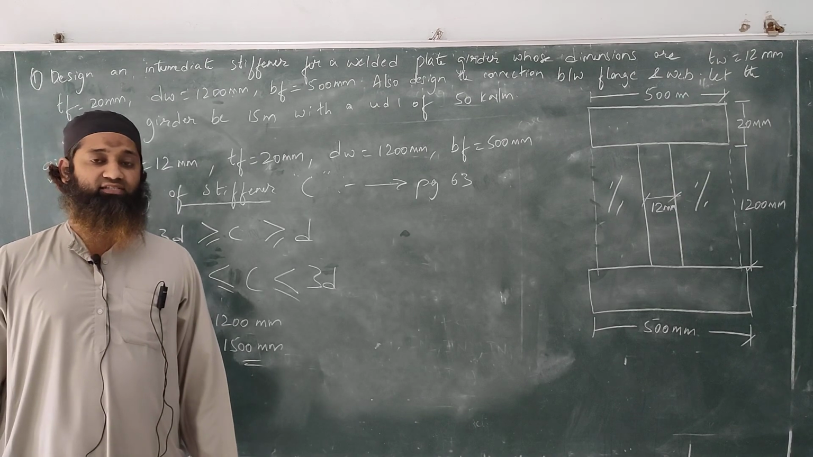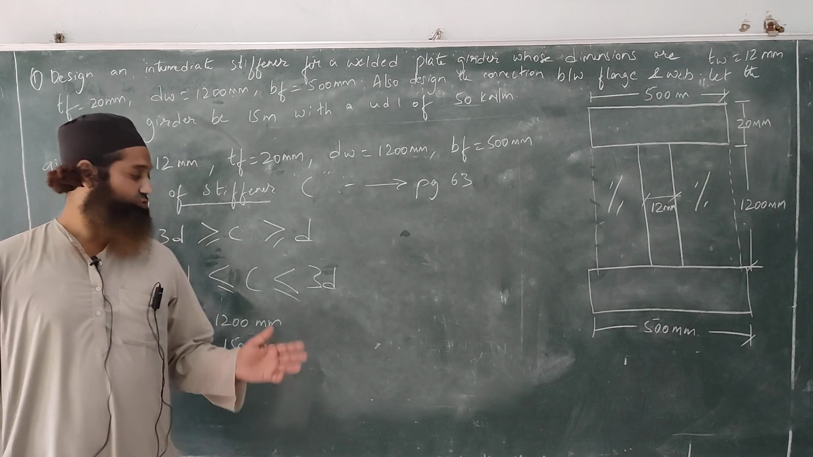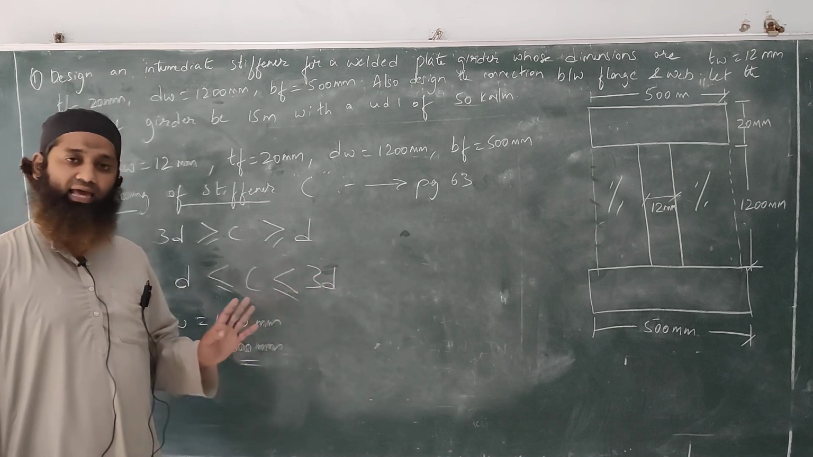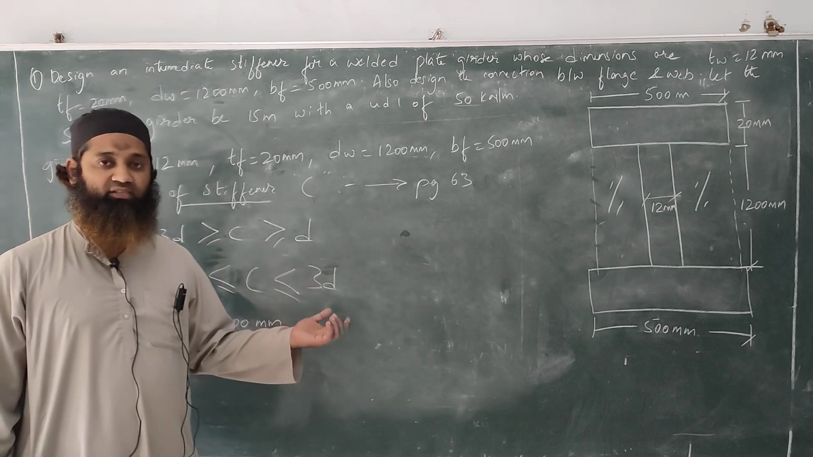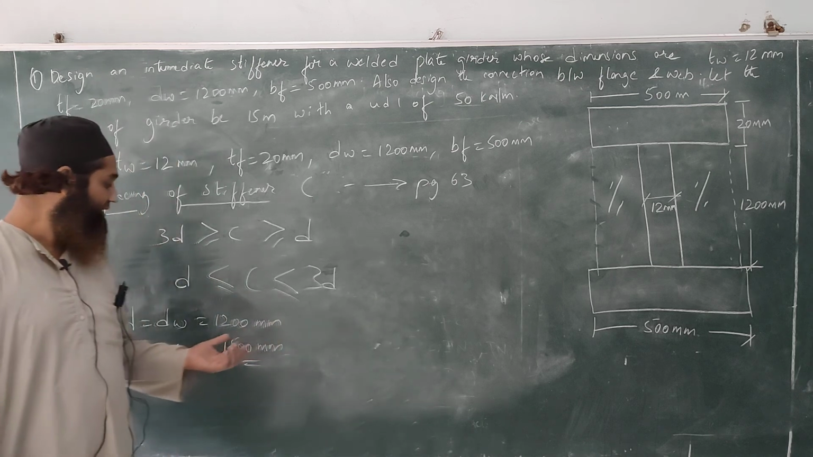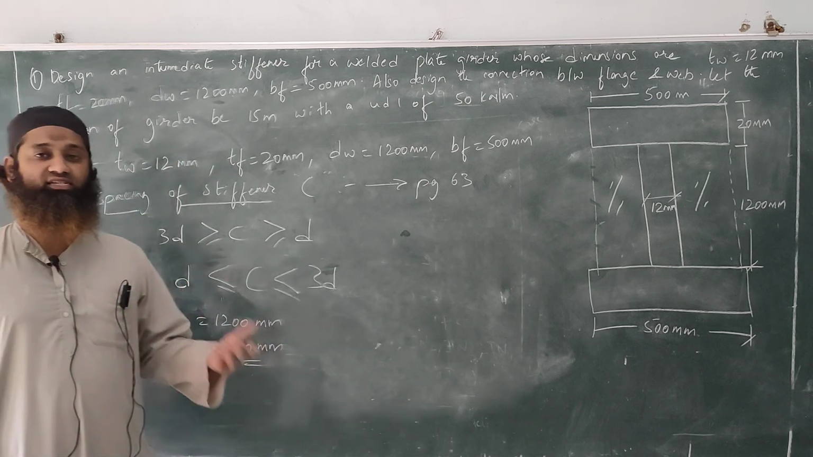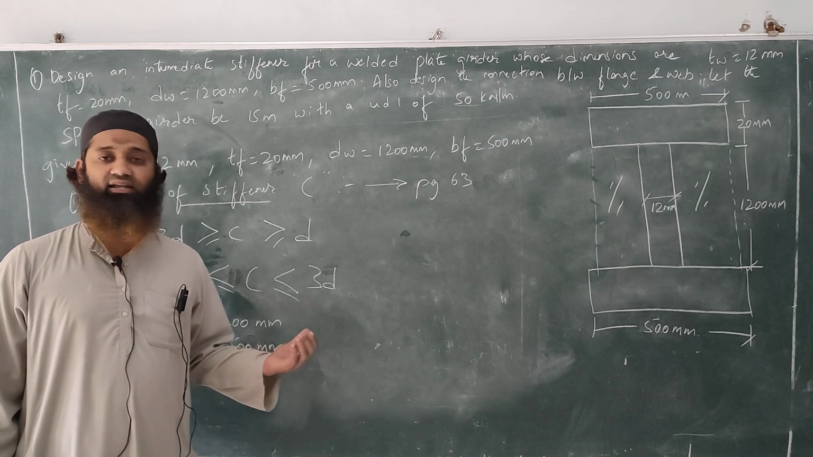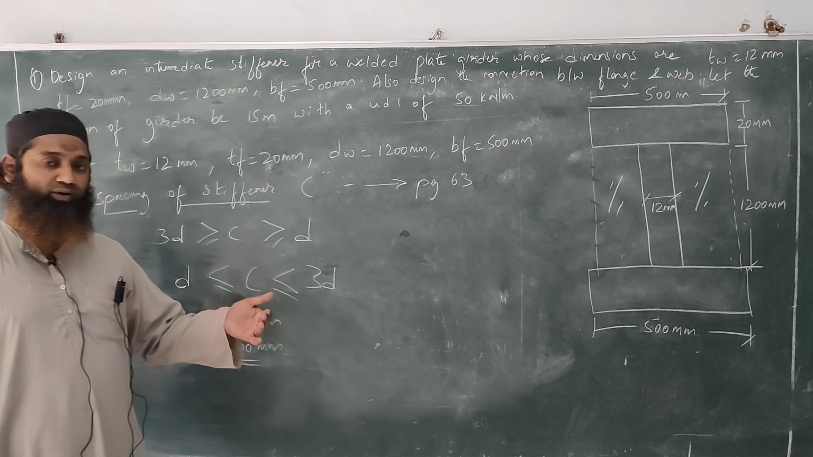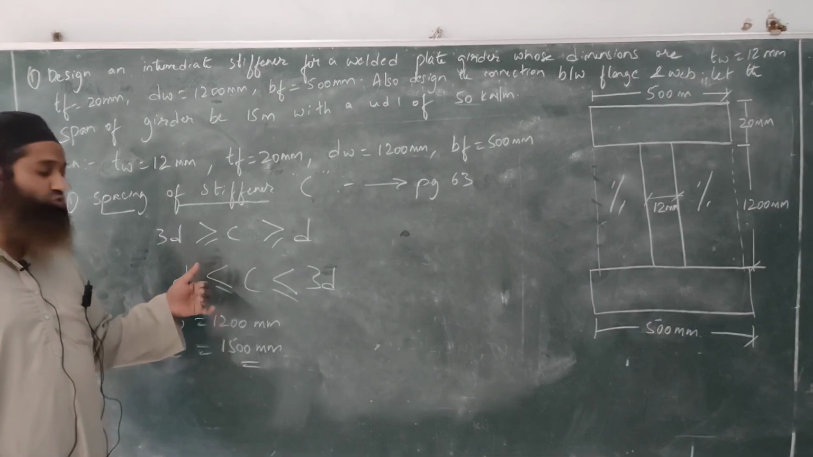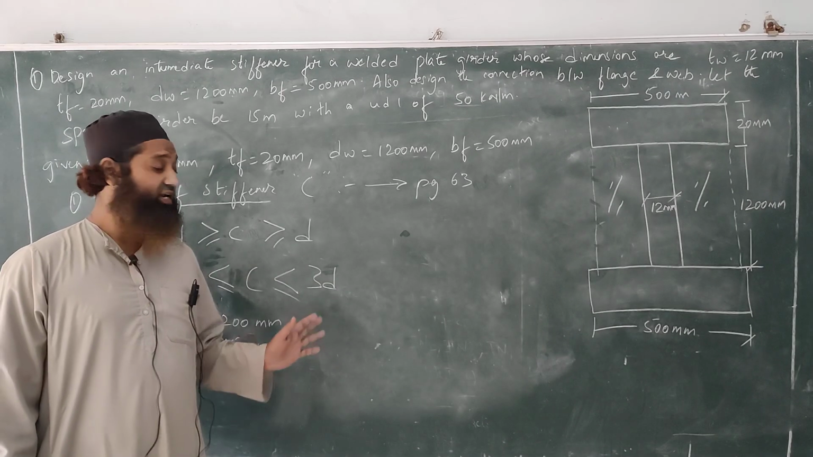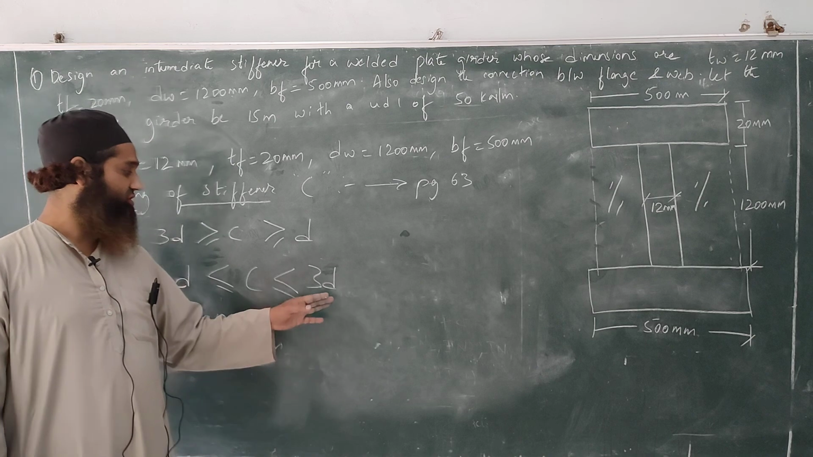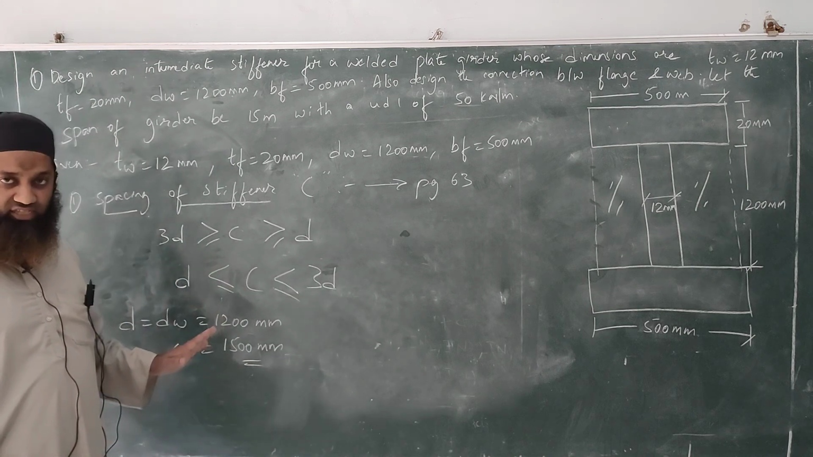Now this should be taken care of. C shouldn't be taken so high. It shouldn't exceed 3 times of D. Like D is 1200, depth is 1200, 3 times of D will be 3600. If I am taking C as more than 3600, it is invalid. It doesn't comply with the clause. So it should be taken somewhere which suits this clause. It can be taken as 1500 or 1800 or 2000, but it shouldn't be taken so high that it crosses these limits. So this is the first thing we'll see.